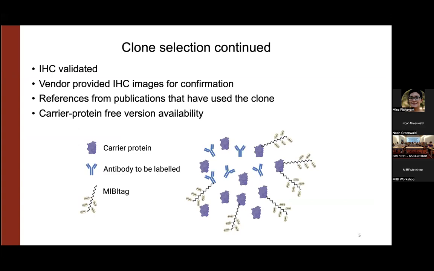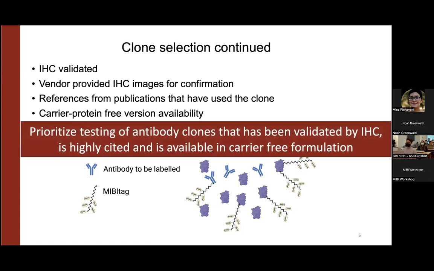Now, if the vendor cannot offer this carrier-free version, we almost from the get-go don't even start validating it for IHC, because we know it's very difficult to purify this from the carrier protein and it creates a lot of downstream problems. All right, so the bottom line is to prioritize testing of antibody clones that have been validated by IHC, are hopefully highly cited, and are available in carrier-free formulation.